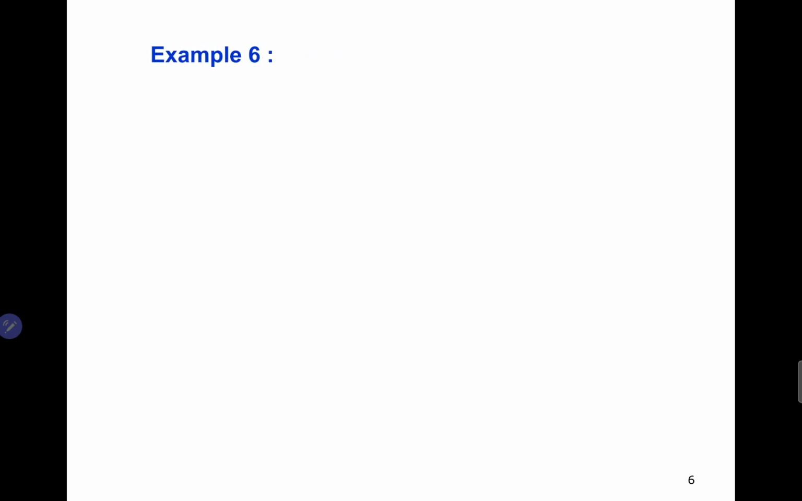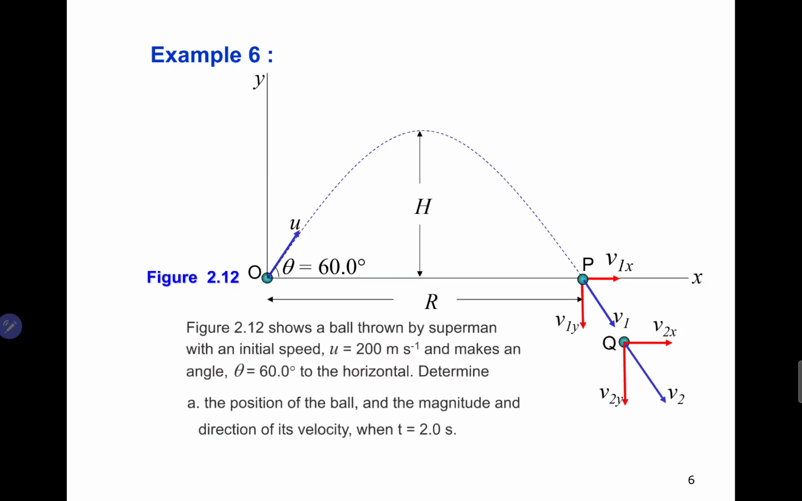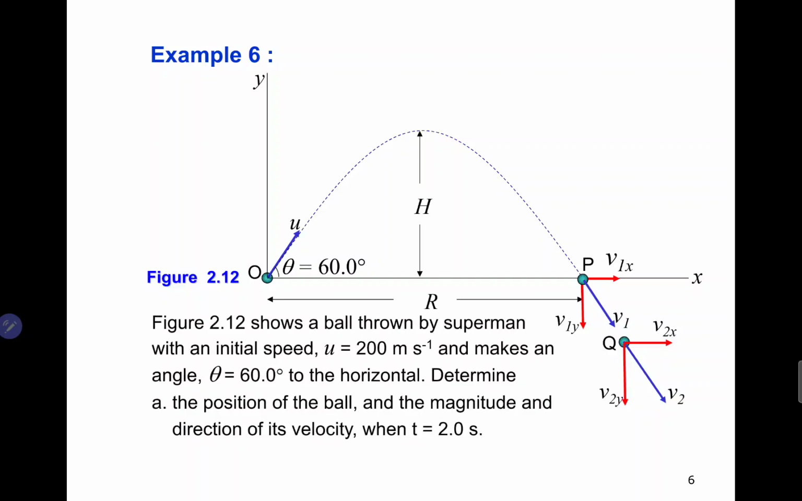Okay, done. So let us look into example 6. For example 6, you have a diagram. Figure 2.12 shows a ball thrown by Superman. Initial speed given is 200 meters per second and it makes an angle of 60 degrees to the horizontal. The angle is given already. Determine the position of the ball and the magnitude and direction of its velocity when time is given as 2 seconds.